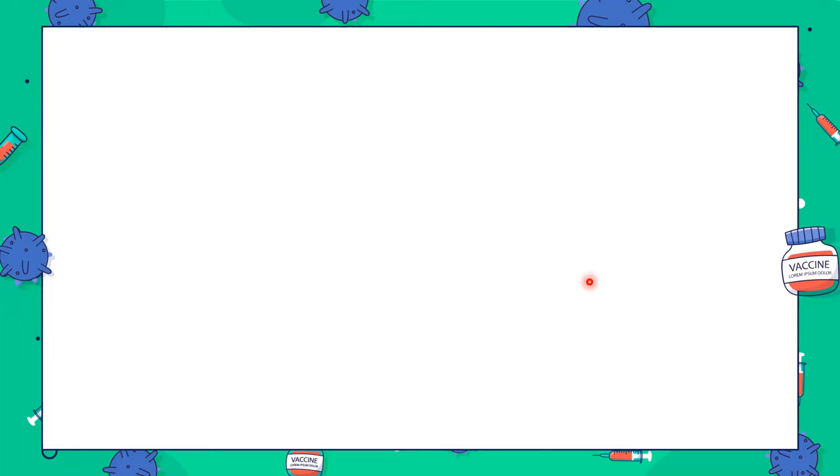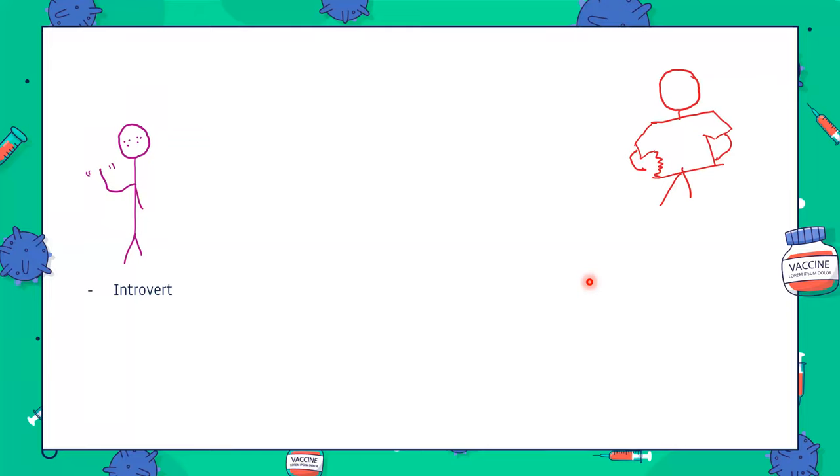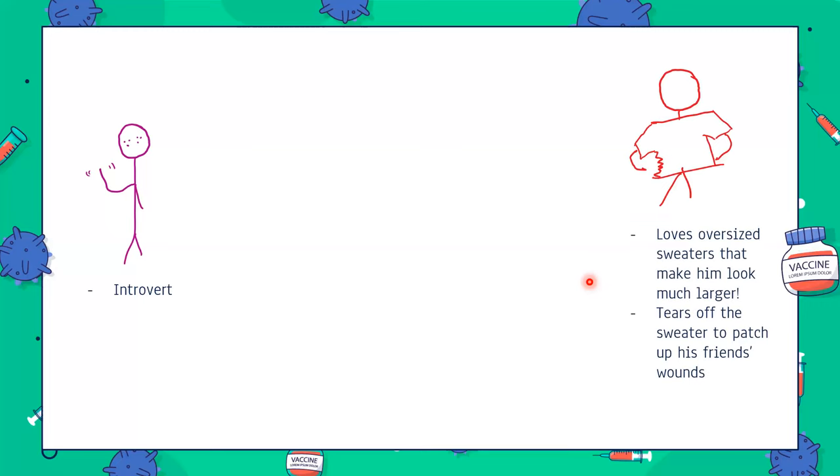All right. Our final set of characters is, first of all, this one. He's the, let's say, black sheep of the family. He's somewhat of an introvert, and no one really sees him around. He's barely ever there. Secondly, we have this guy who's wearing a very big, oversized t-shirt, and it always makes him look so much bigger than he actually is.